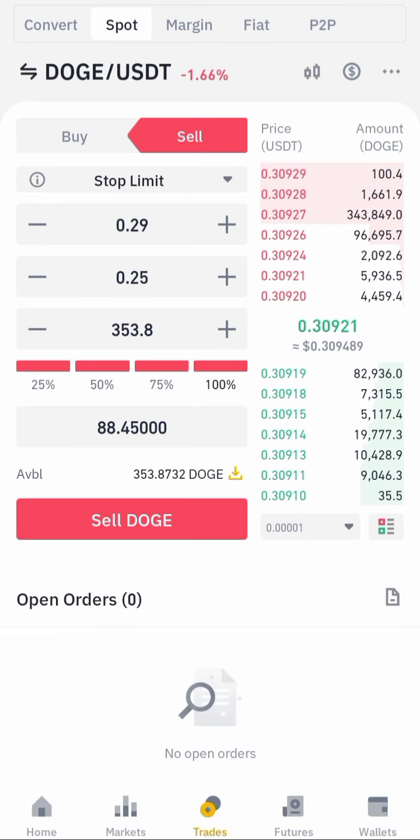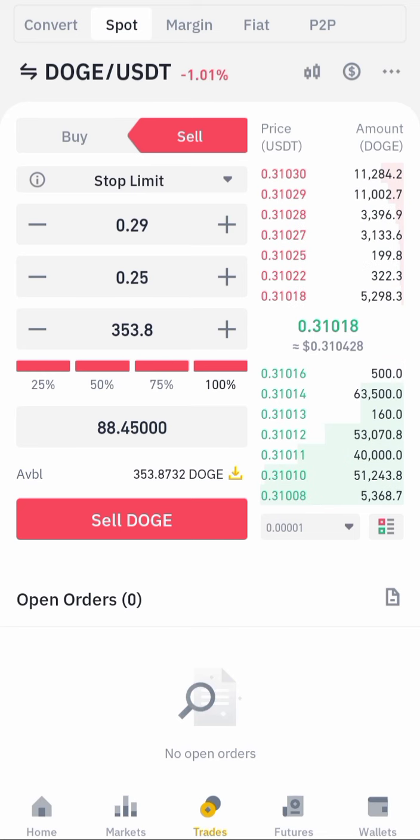So I placed a sell. Don't forget your stop price and your limit price. When the market gets to your stop price, it's going to open an order for you to sell your entire Doge holdings at this price of 0.25.